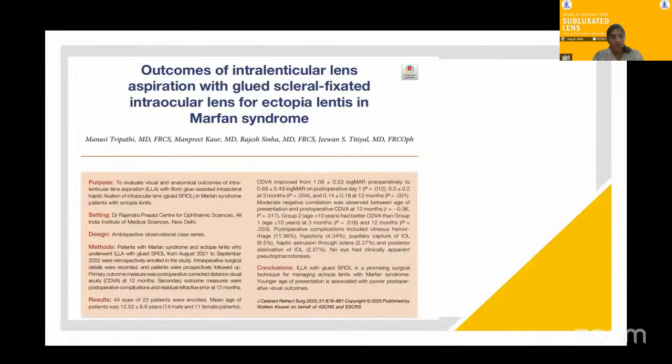Another study was conducted in 2025 in RP Center for Ophthalmic Sciences, where they evaluated the outcomes of intralenticular lens aspiration with glued scleral fixated intraocular lens for ectopia lentis and Marfan syndrome in 44 eyes of 25 patients. They observed that there was significant improvement in the visual acuity and there was good refractive outcomes. So the most commonly observed complications were vitreous hemorrhage and transient hypotony, which eventually resolved. Another observation that they made was younger age of presentation was associated with poor postoperative visual outcomes.